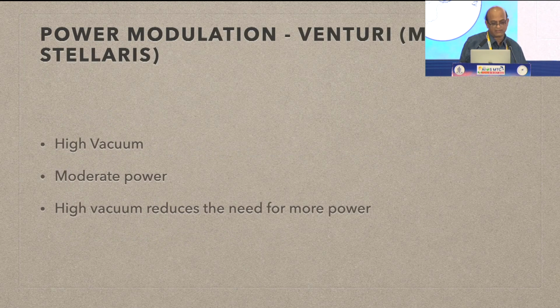So this is the power modulation. This is one more very, very important point I would like to make. So power modulation is very important. So one has to use a high vacuum and a moderate power. So the usage of high vacuum decreases the need for higher amount of phaco power. So if some time is there, maybe I would like to elaborate.